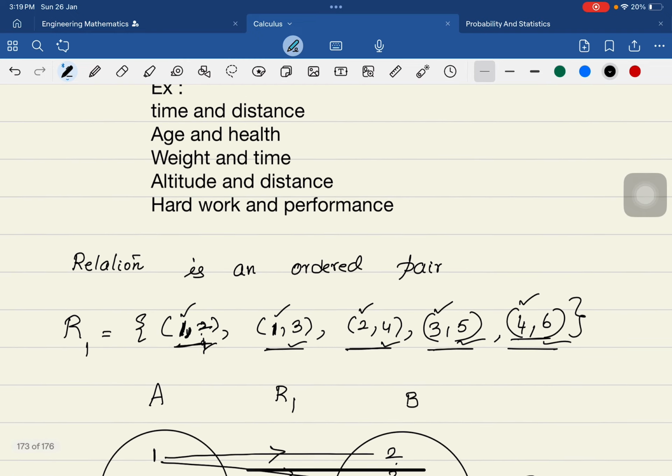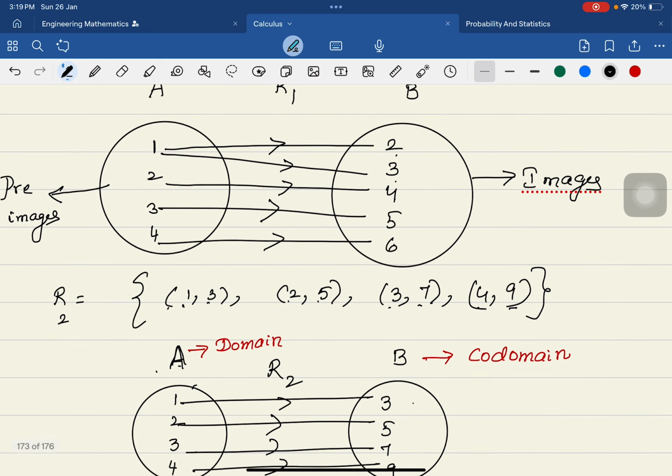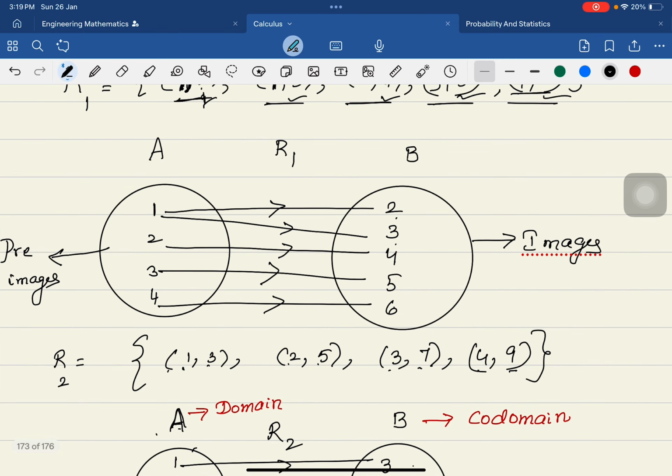So, relation means what? It is an ordered pair. It may be a set of ordered pairs, or a single ordered pair is also a relation. Relation is a set of ordered pairs. It may have even one ordered pair, and then we say that it is a relation. So domain is the set of all pre-images, and codomain is the set of all images.